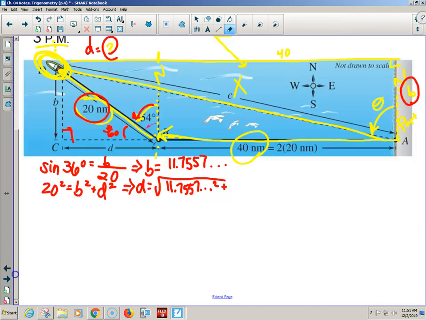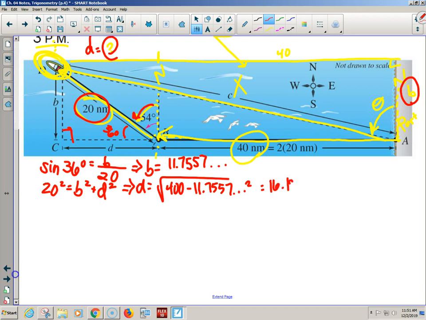Oh, wait a minute. I have to subtract that from my hypotenuse, right? My bad. I need 20 squared minus b squared. So 20 squared, that's easy. That's 400 minus that dude. So I end up with 400 minus. You guys know you can just go up and steal the entire number, right? And then I get 16.180333.